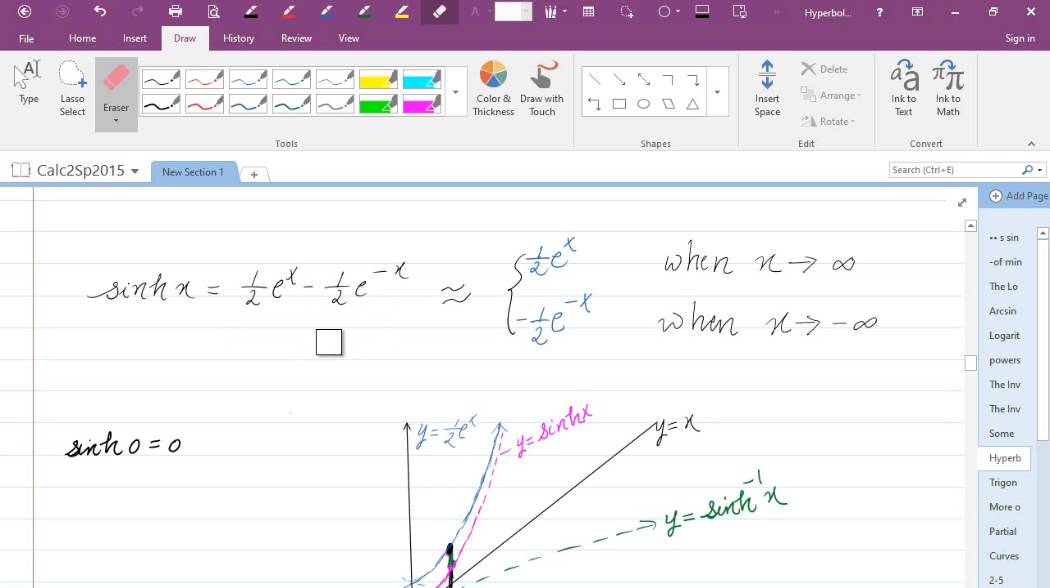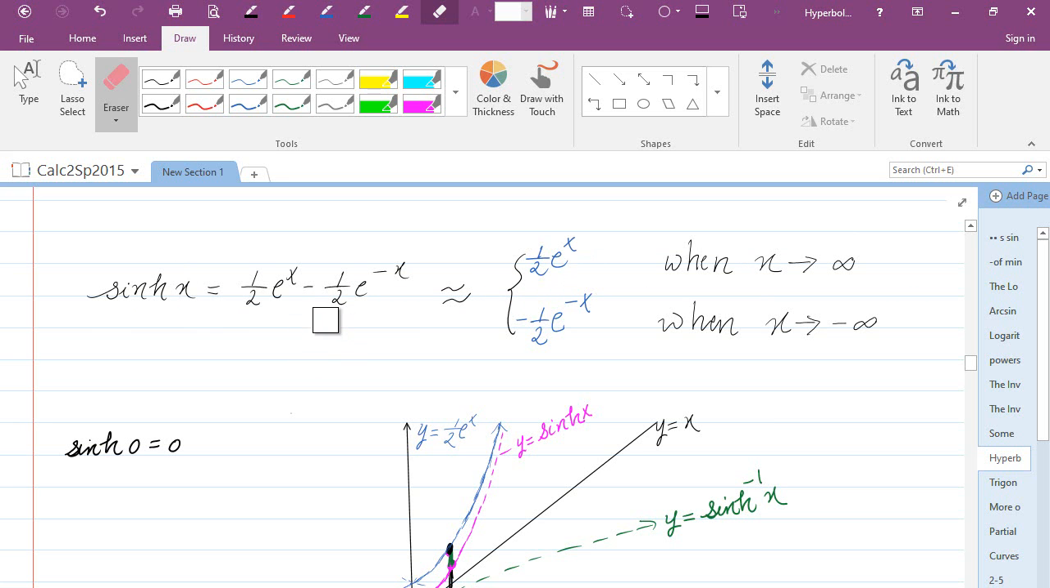So what I want you to think about is, when x is a big number, what is the value of this function approximately? Well, notice that when x is big, by saying x goes to infinity, I'm saying basically when x is big, e to the negative x is very, very small. So the graph of the value of sine of x would be approximately given by half of e to the x.